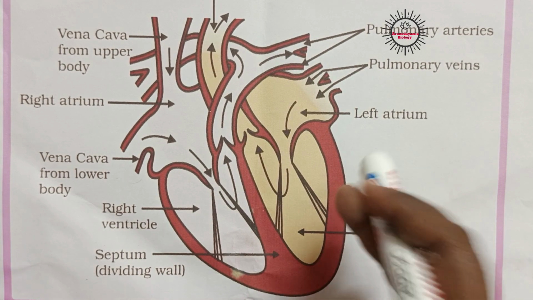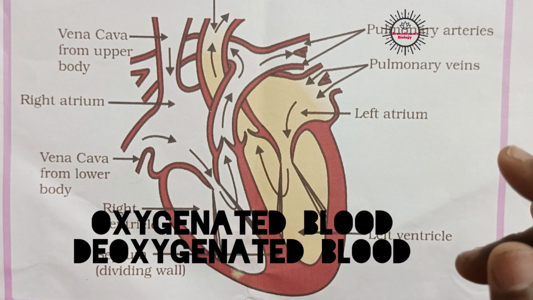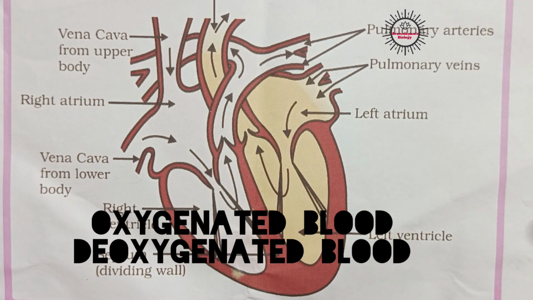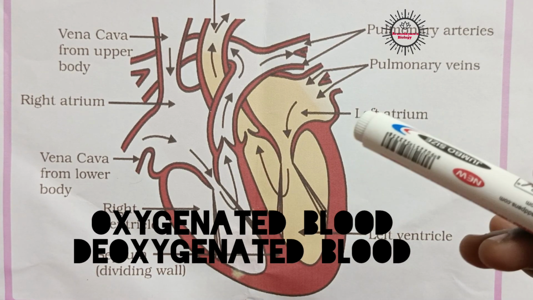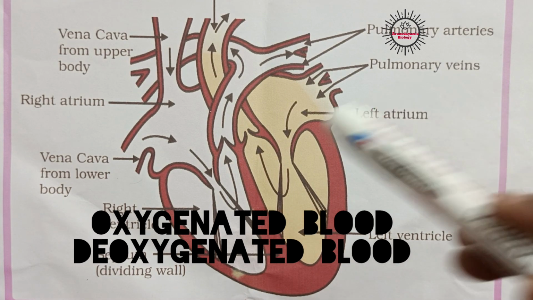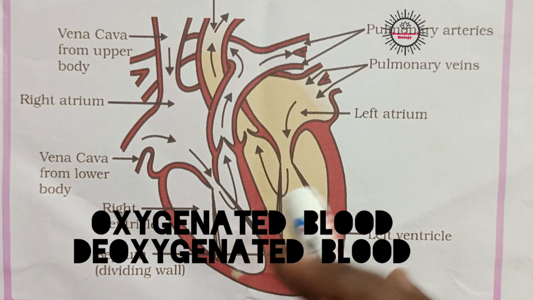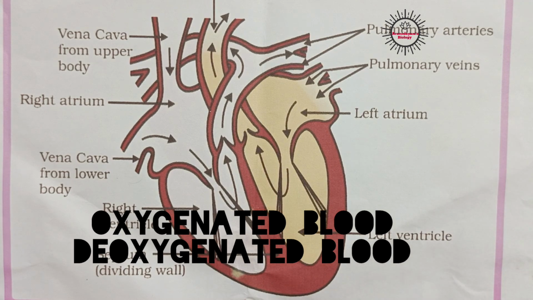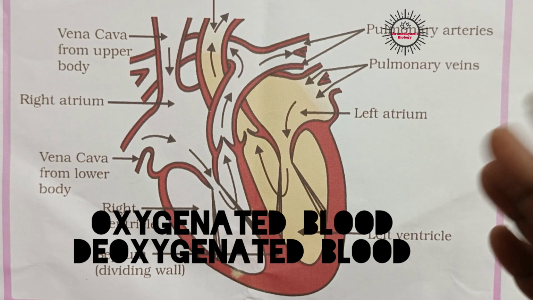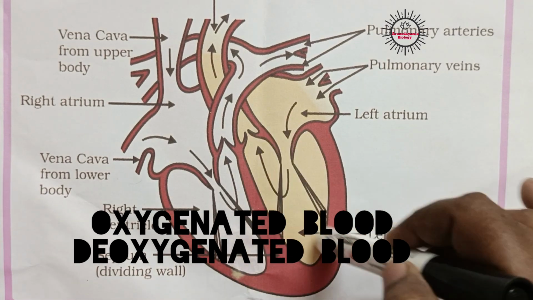Okay, next, our heart contains two types of blood: oxygenated blood and deoxygenated blood. Oxygenated blood means the blood with oxygen. Deoxygenated blood means the blood without oxygen, that means the blood with carbon dioxide. Both have to pass through this heart only.